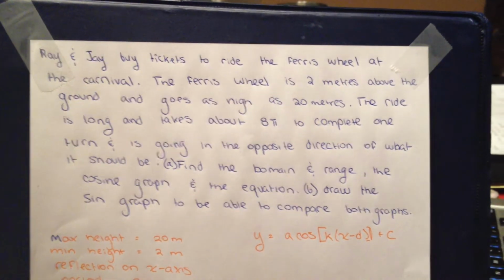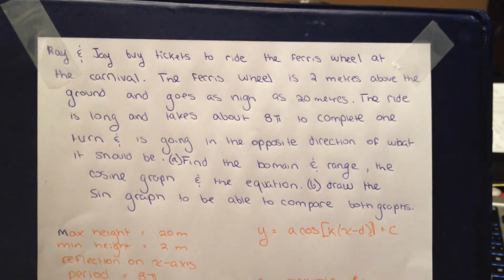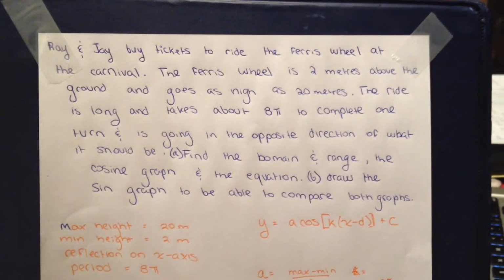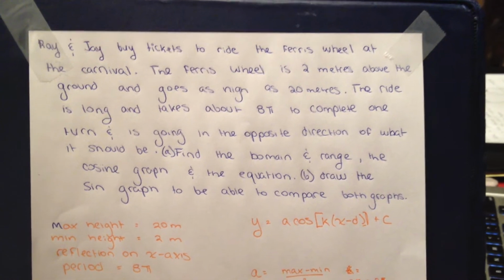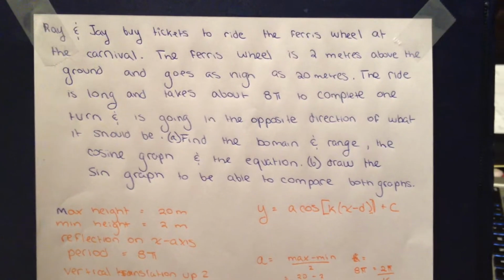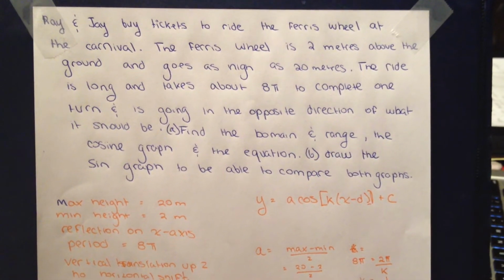Ray and Jay buy tickets to ride the Ferris wheel at the carnival. The Ferris wheel is 2 meters above the ground and goes as high as 20 meters. The ride is long and takes about 8 pi to complete one full turn, and is going in the opposite direction of what it should be going.